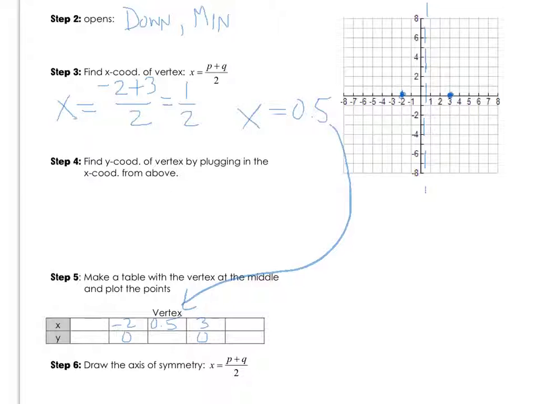Again, we just need one more value. You can go to the calculator if you want, but this one may not show up because it's a decimal, so it's a good candidate to plug back into our original equation. We had negative parentheses x plus 2, so we'll say 0.5 plus 2, and then x minus 3, so 0.5 minus 3.